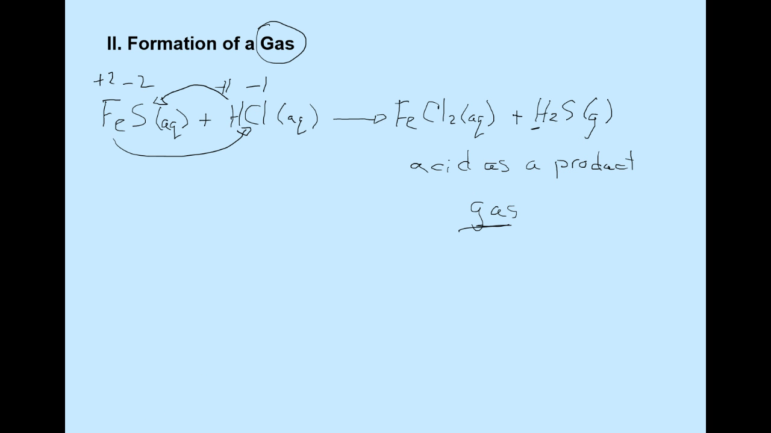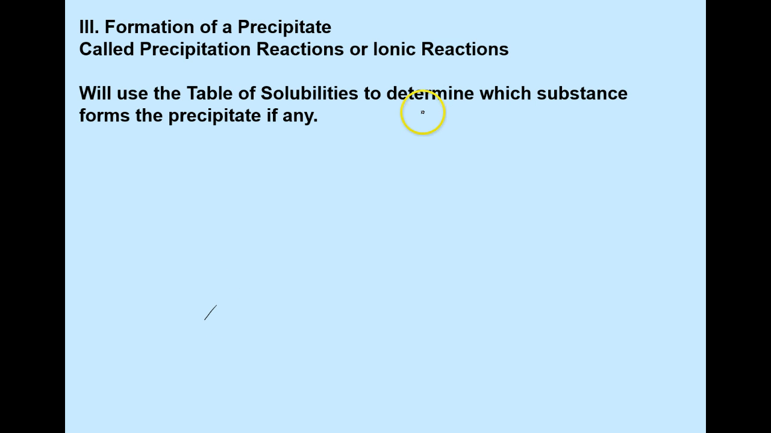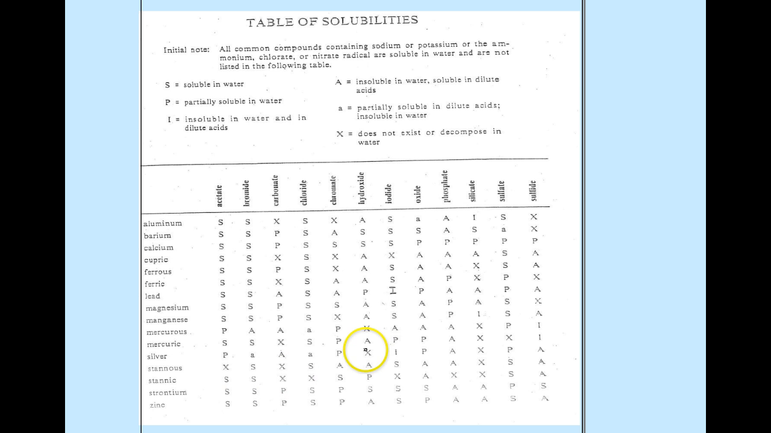Now our third type of reaction is a little bit trickier because we have to use the table of solubilities. This is where we have the formation of a precipitate. And remember, a precipitate is a solid formed during a chemical reaction. How do we know that a solid is going to be formed? Well, we have to use that table of solubilities. And it looks like this. It's your reference table, so you need to have that out.